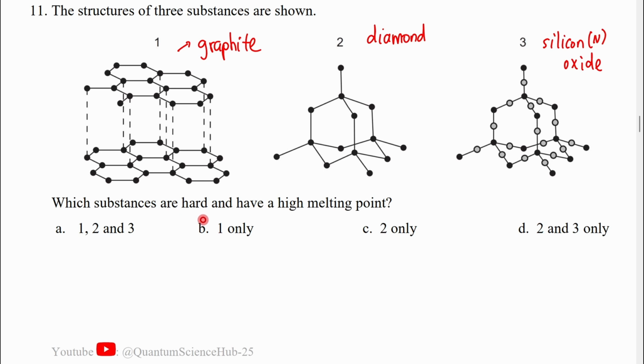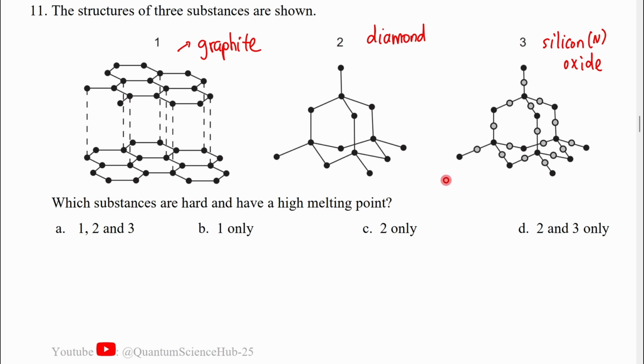Melting requires breaking the forces that hold the structures together. The stronger those forces, the higher the melting point. Diamond and silicon dioxide both are giant covalent structures with strong covalent bonds extending in all directions throughout the entire structure, like a massive 3D network. To melt them, you must break countless strong covalent bonds, and these need a lot of energy. That is why they have a very high melting point.